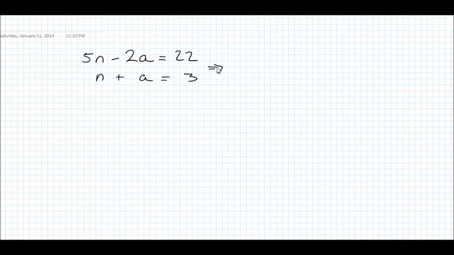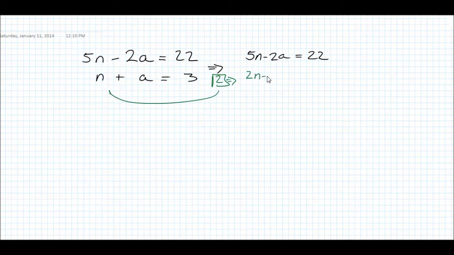So we can do multiplication and elimination. If we multiply the bottom equation by 2, we notice we get coefficients of a of 2 and negative 2, so they're opposite, so we can just add the equations. So let's slide over the top equation. 5n minus 2a equals 22. We're going to multiply this bottom equation by 2. So 2 times n is 2n plus 2 times a is 2a equals 2 times 3 is 6. So we can just add these equations together.